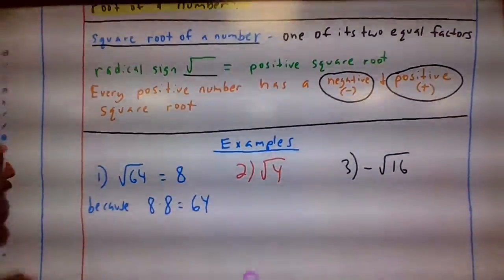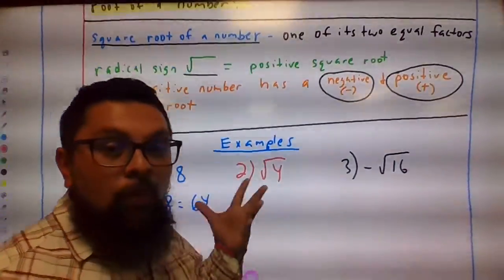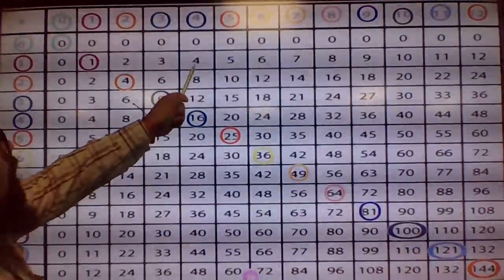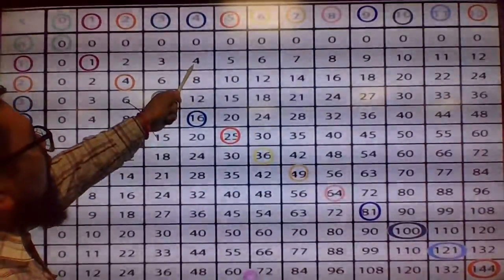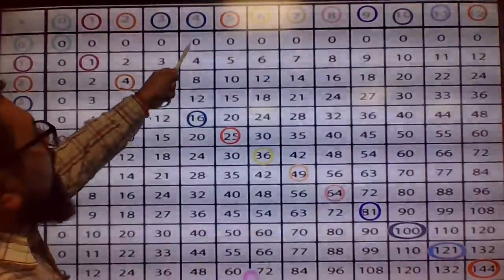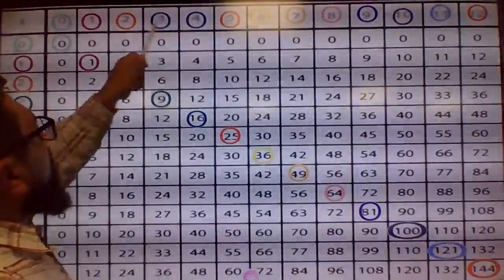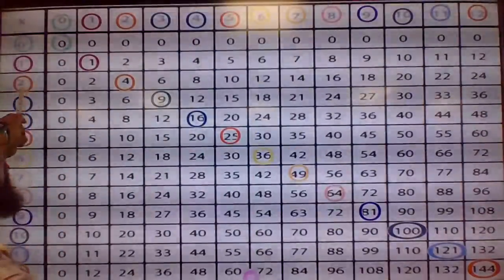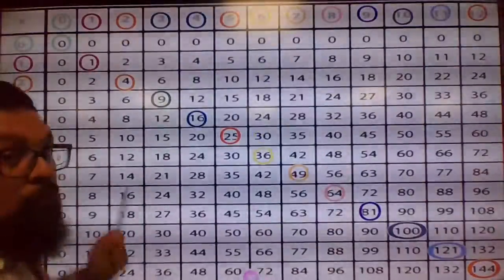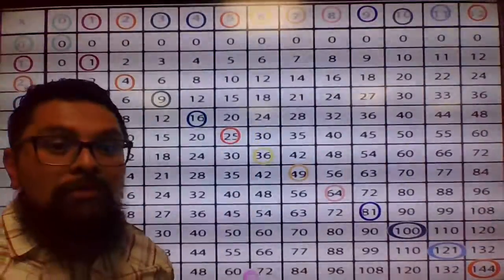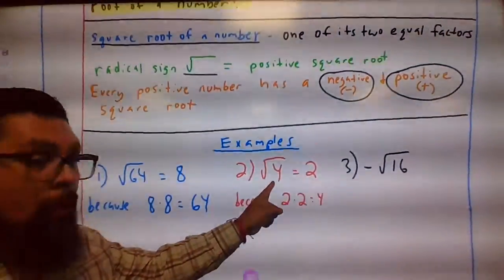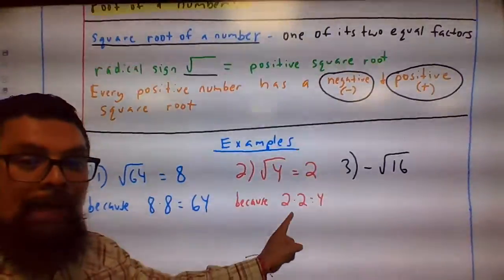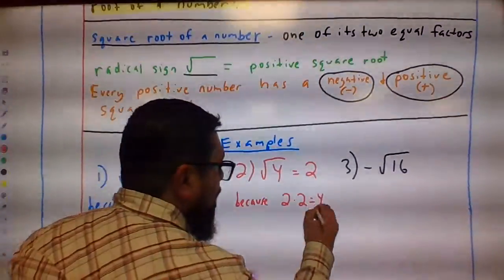Let's move on to the next one. What is the square root of 4? Let's look at our table. Let's find 4. Well, here's a 4, but we didn't circle that one. Why not? 1 times 4 is 4, but they're not equal. The one that we did circle is right here. This one is 2 and 2. So the square root of 4 equals 2 because 2 times 2 equals 4. That's why. All right?